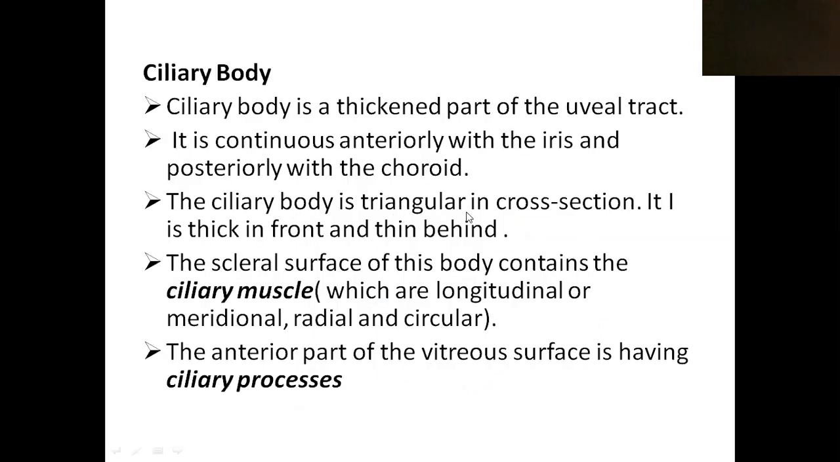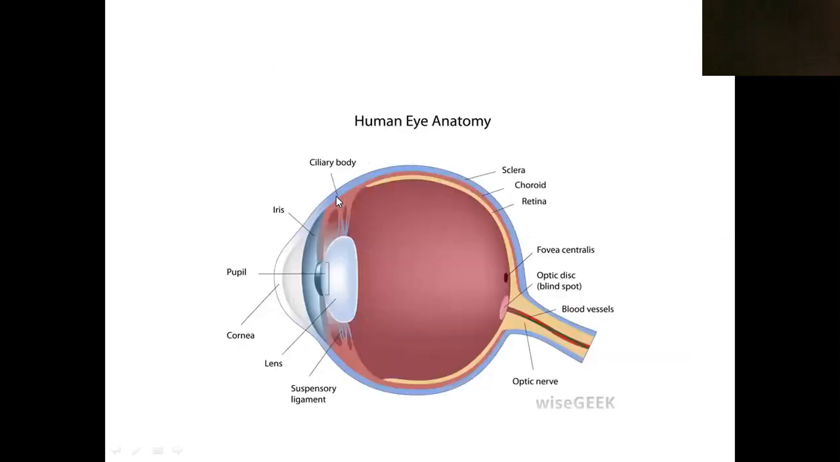Then the ciliary body is triangular in cross section. Already told you, it is almost a triangular cross section. Then on the scleral surface, inside the ciliary body, there are some muscles known as the ciliary muscles. See, towards this area, at the tip of the cursor, we can see some muscles. It is not there in that diagram. Inside the ciliary body, those muscles are known as the ciliary muscles.